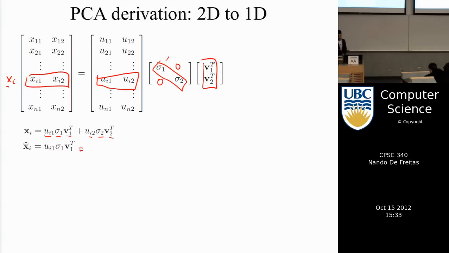What I'm going to do is truncation. And when I do truncation, I'm going to do the same trick that we did for compression. I'm going to throw away the small eigenvalues. Now, if I look at this and I try to plot this, this guy here is 1 by 1 because it's a scalar. This is also a scalar. And this guy here is 1 by 2, a vector in 2D.